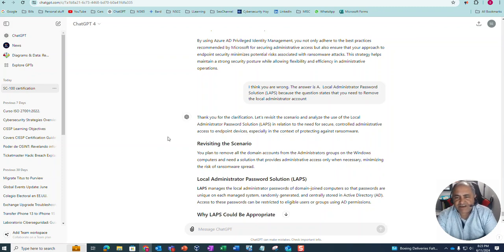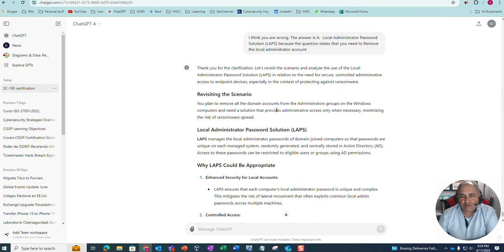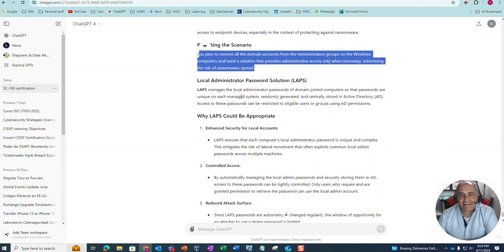Let's revisit the scenario and analyze the use of the Local Administrator Password Solution, LAPS, in relation to the need for secure control of administrative access to endpoint devices, especially in the context of protecting against ransomware." Okay, so ChatGPT is not admitting that it is wrong. It's not a person. And then it says, well, revisiting the scenario, you plan to remove all the accounts. So it's basically repeating what I said that I was going to do.